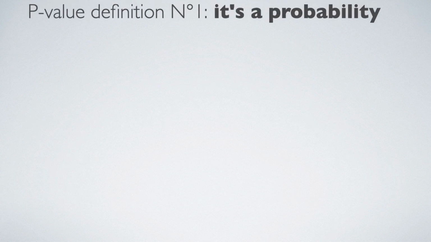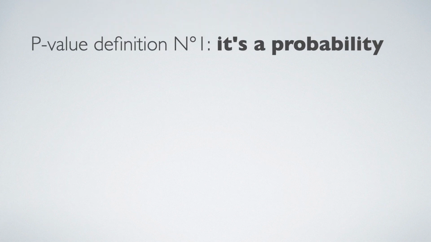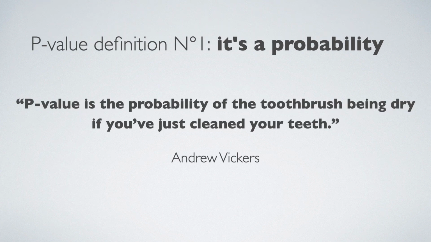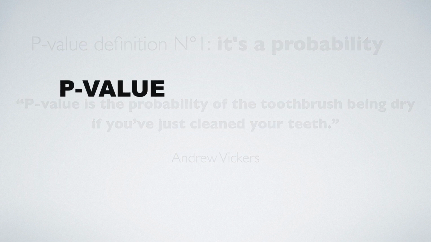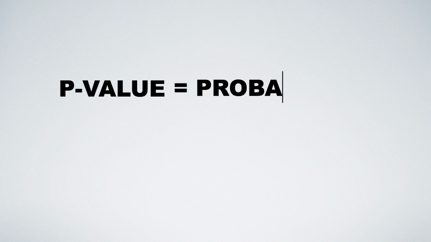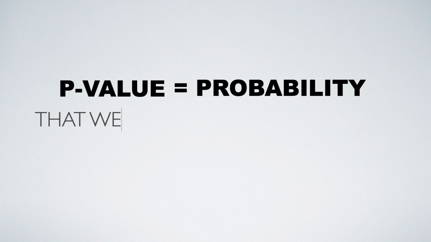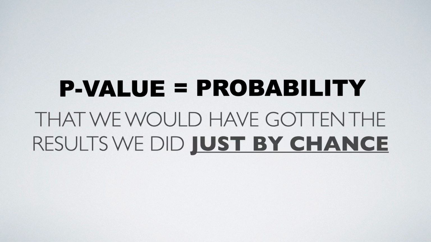The most intuitive explanation of p-values I have found came from Andrew Wickers. P-value is the probability of the toothbrush being dry if you've just cleaned your teeth. Let's start with that. So the P stands for probability, and it refers to the probability that we would have gotten the result we did just by chance.